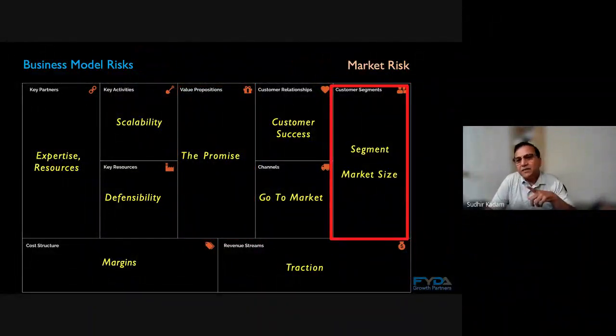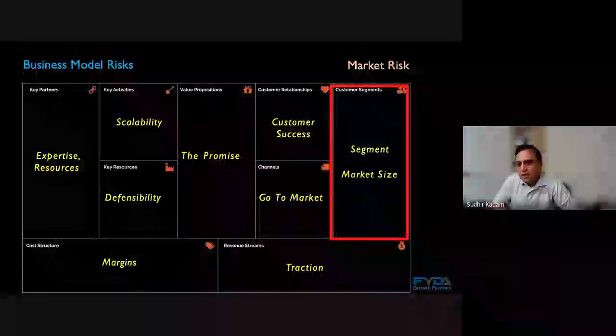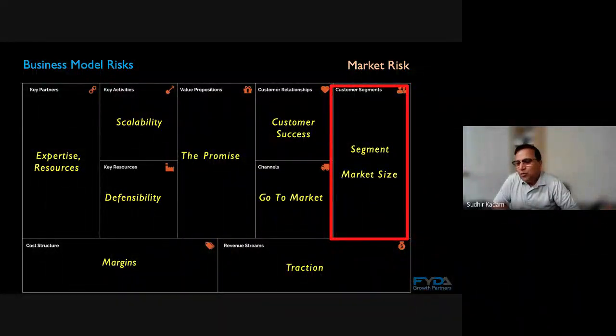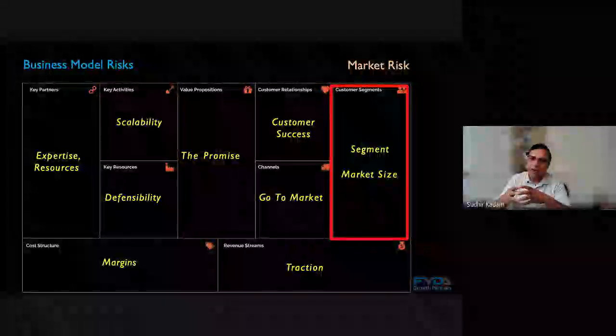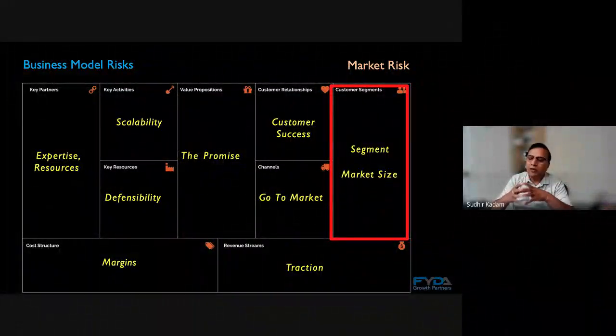The second risk that you have is the market risk. The whole idea here is to prove that you can make enough money and build a big business out of it. To prove that you have understood the segment that you should be targeting, and that segment will be willing to buy your product. If you are not able to do that, then you have a market risk.